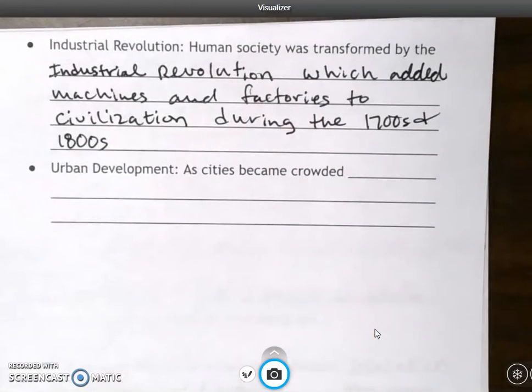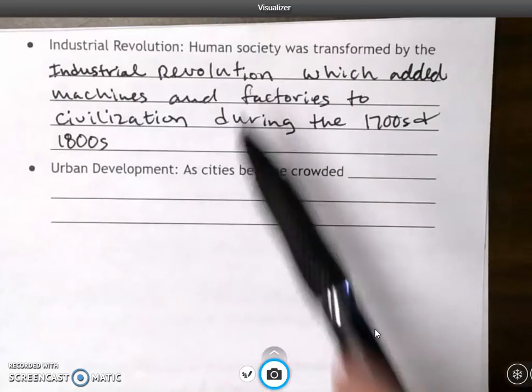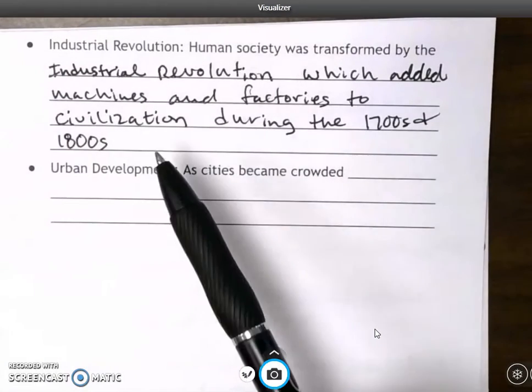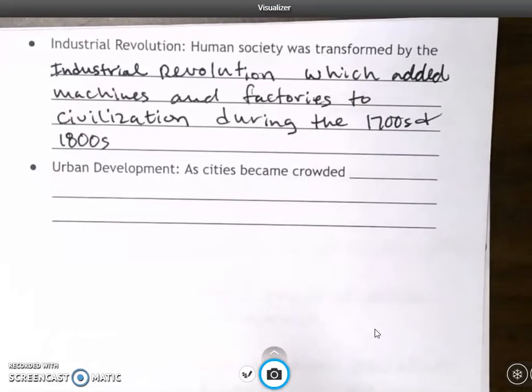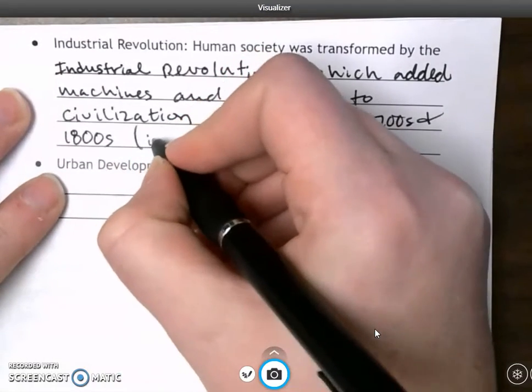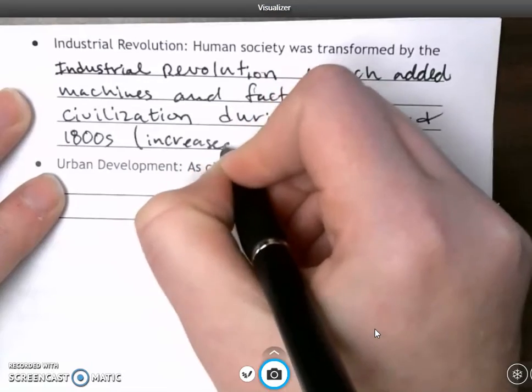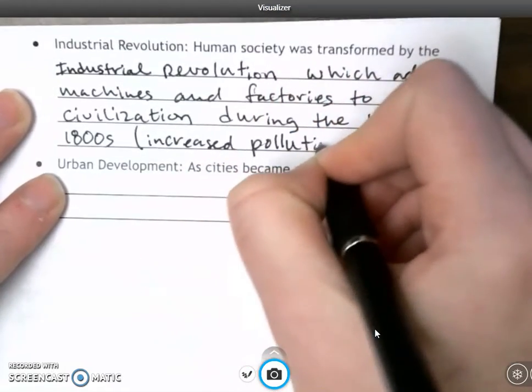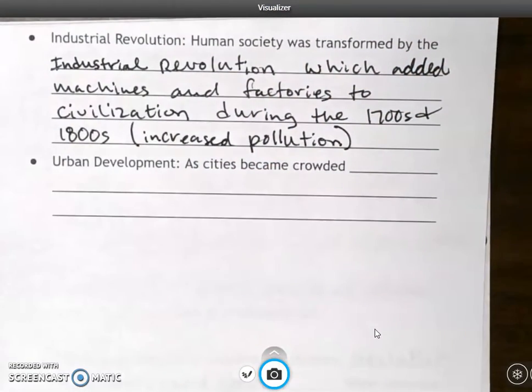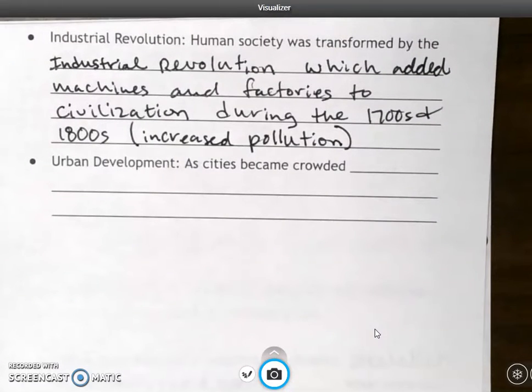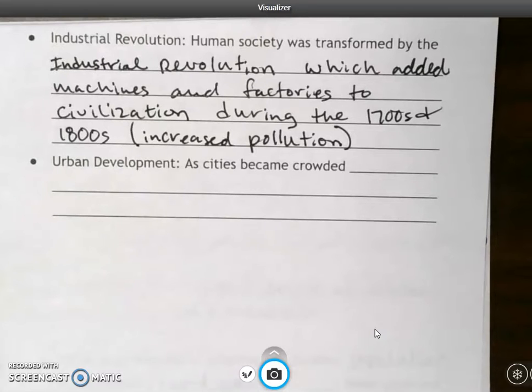So the Industrial Revolution. Human society was transformed by the Industrial Revolution, which added machines and factories to civilization during the 1700s and 1800s. This also increased pollution. There were very few regulations on what could and couldn't come out of factories. So they burned a lot of coal, and it wasn't clean coal like we have now. They were burning whatever they could. And as they were burning it, it put a lot of soot and ash into the air, and so cities became very dirty and gross.